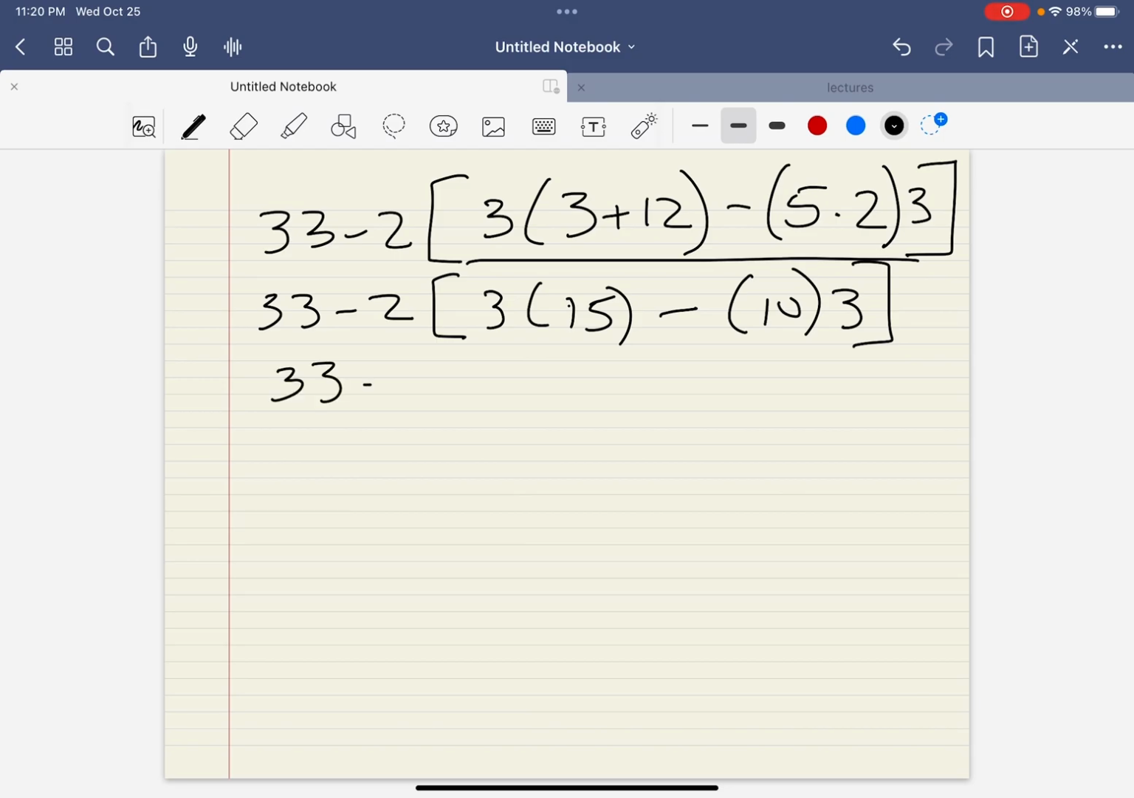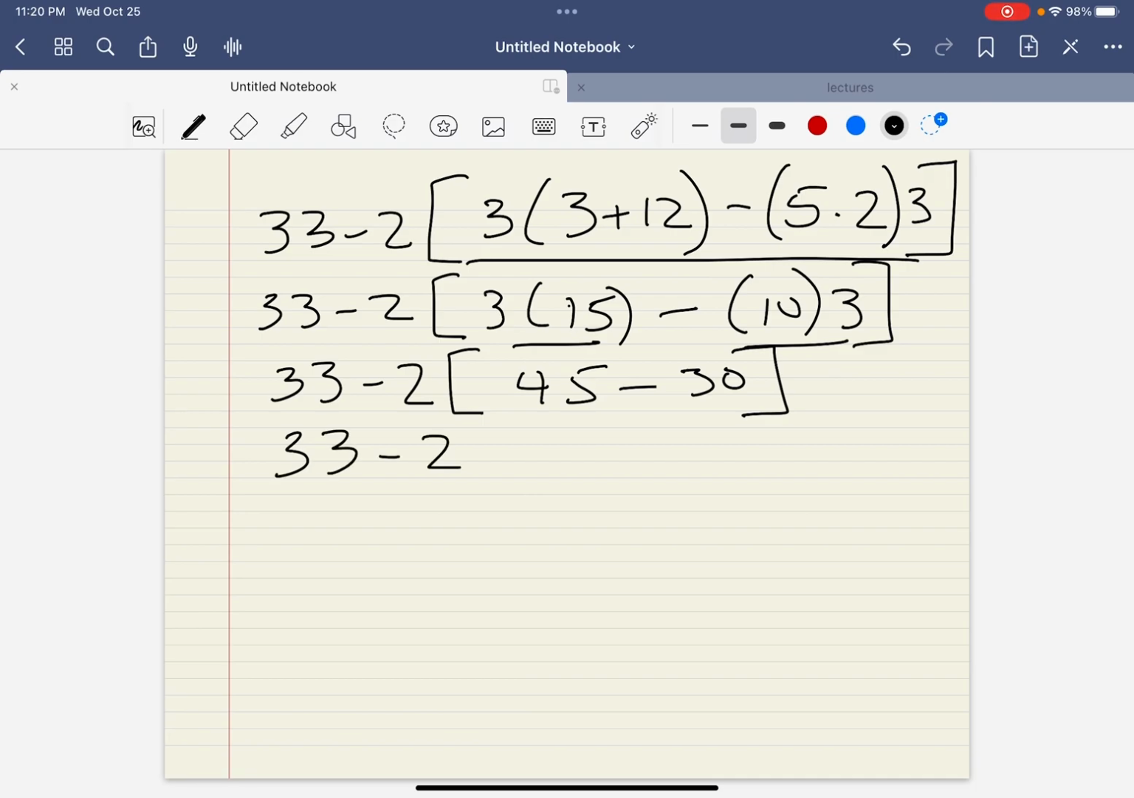Bring down the 33 minus 2. We're just not there yet. 3 times 15 is 45, minus 10 times 3 is 30. Almost. 33 minus 2. And 45 minus 30 is 15. And we have 33 minus 2 times 15 is 30. And finally, 33 minus 30 is 3. All that for 3.